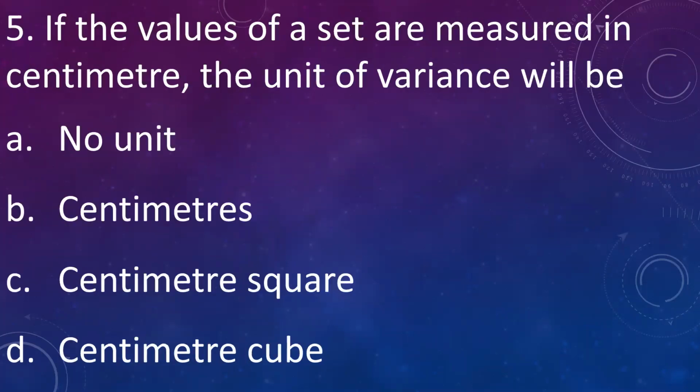If the values of a set are measured in centimeter, the unit of variance will be: A. No unit, B. Centimeter, C. Centimeter square, D. Centimeter cube. Answer is centimeter square, because we take the square of the deviations from the mean in the formula. So the unit of variance will be the square of the unit of the values in the set, and that of standard deviation, the unit will be the same as that of the sample unit.